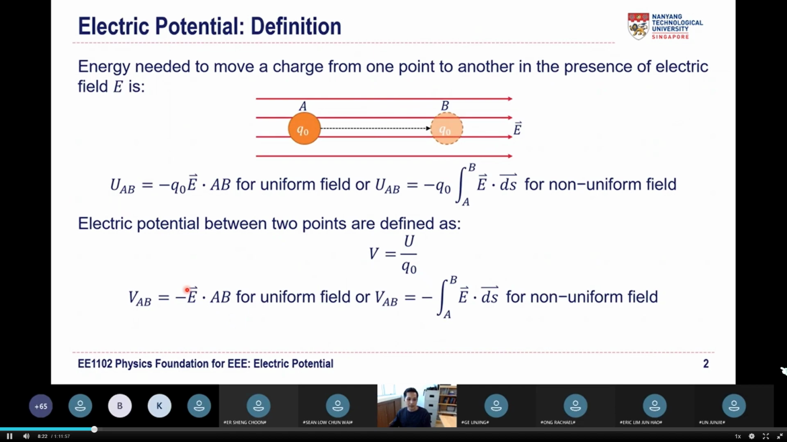Okay, and likewise, knowing that the potential energy of the charge is given by this equation, then because the electric potential is given per unit charge, you just divide it by Q0, and then the electric potential moving from A to B is going to be given by this equation. And for non-uniform field, it's going to be given by that equation. We just remove Q0.